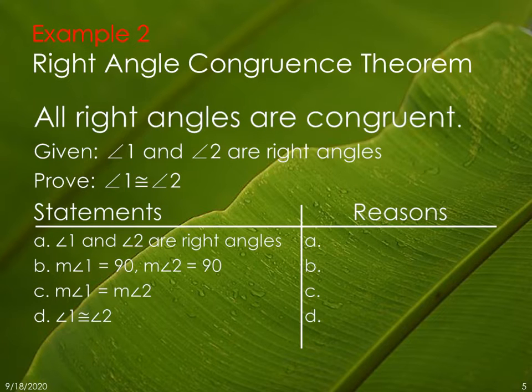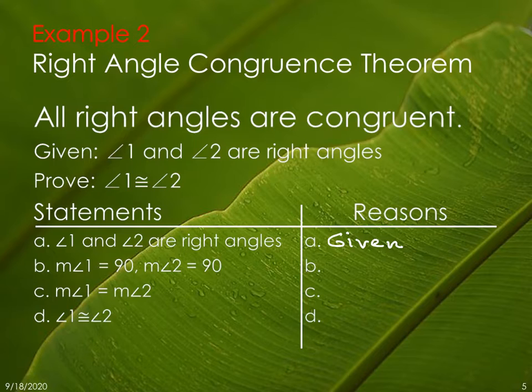Now, once you're given a theorem, just know that it's already been proven. So you won't have to prove a theorem within a proof. You can use the theorem, because it's already been proven, in your reason for a proof. So let's go ahead and fill in our reasons. They gave us all the statements. So for statement A, angle 1 and angle 2 are right angles. That was given to us.